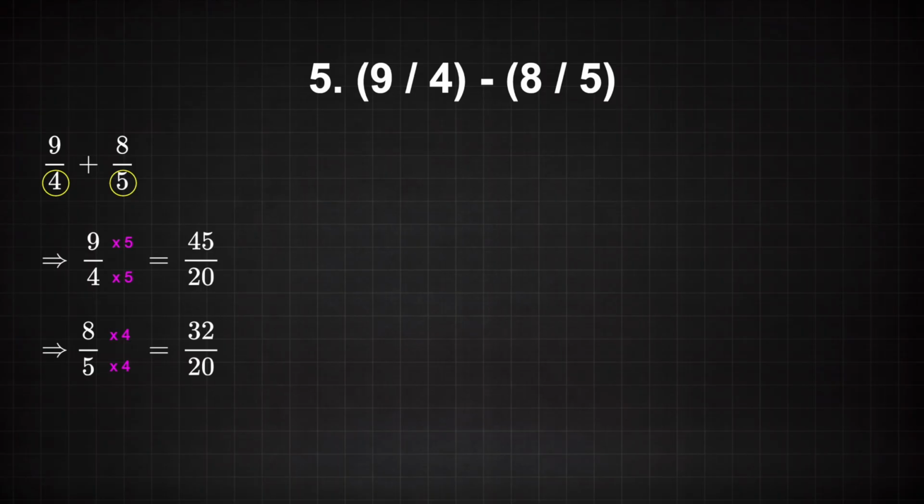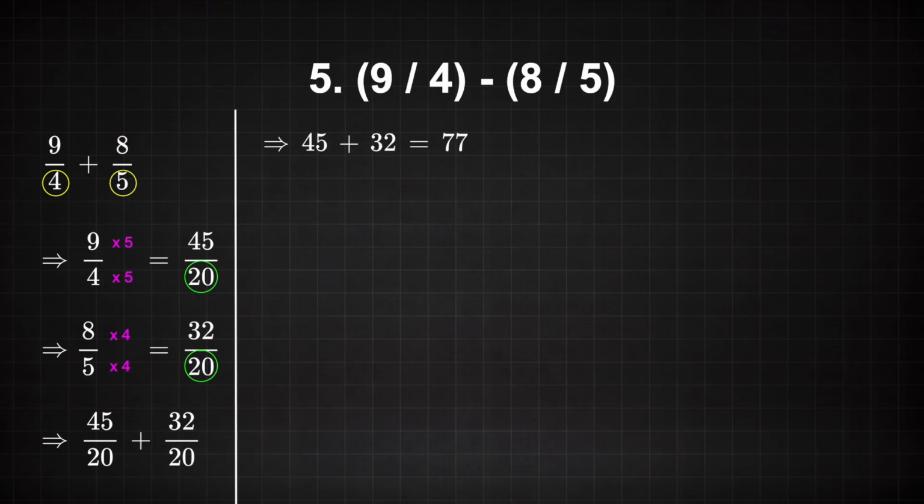We end up with two fractions that share the same denominator. Our expression is now 45 over 20 plus 32 over 20. We add the numerators and get an answer of 77 over 20.